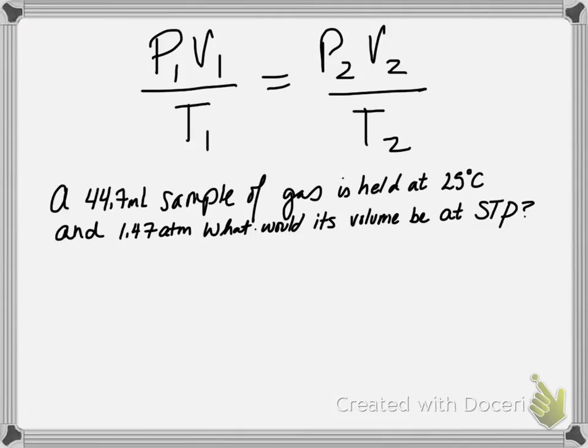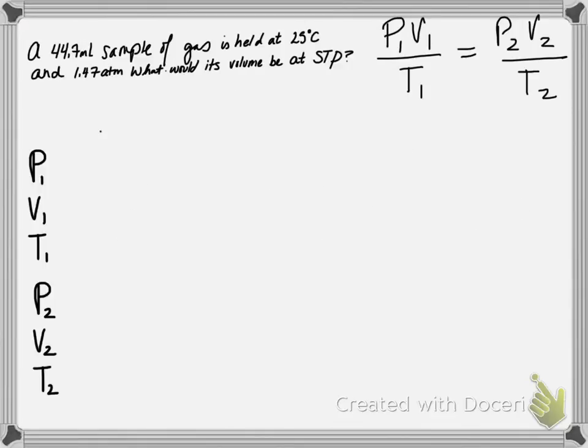Now let's practice one example with the combined gas law. A 44.7 milliliter sample of gas is held at 25 degrees Celsius and 1.47 atm. What would its volume be at STP? The first thing in solving any problem like this is to list your variables. We're given an initial pressure of 1.47 atm, an initial volume of 44.7 milliliters, and an initial temperature of 25 degrees Celsius. Oops, wait, we have a problem. Can we use a temperature that's in Celsius? No, we're going to have to convert that to Kelvin.